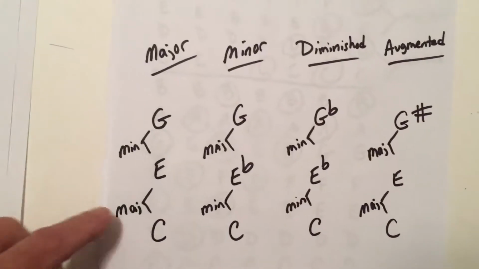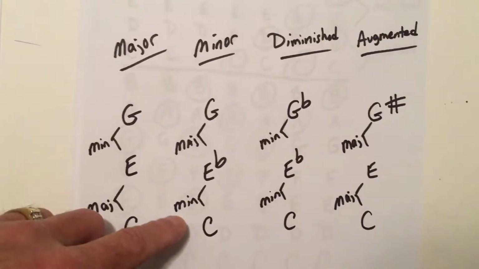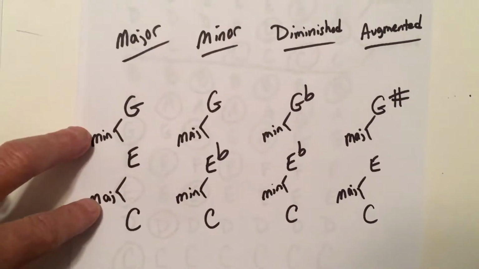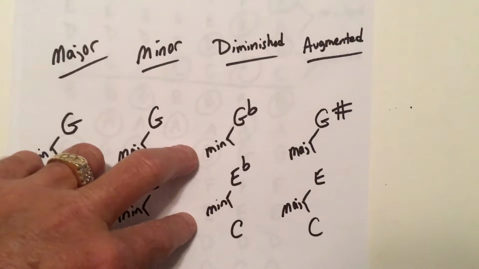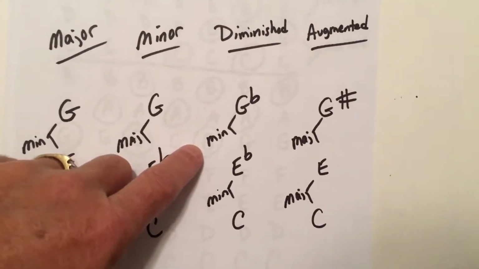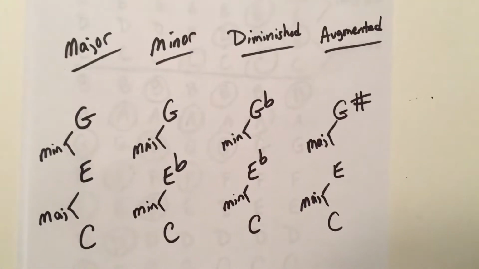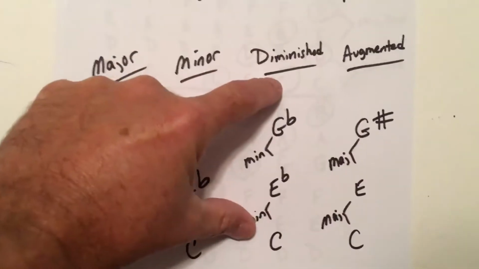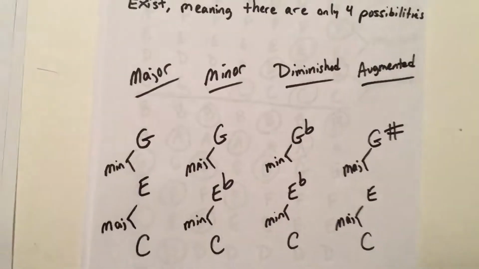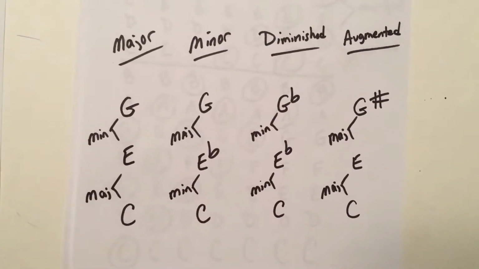A major triad is built with a major third and a minor third. A minor triad is built with a minor third and a major third, the reverse of the major. Then there are two other possibilities. A diminished chord is two minor thirds. Two major thirds together would be an augmented chord. Just think of diminished as we squish the chord, augmented as we stretch the chord. So those are the four types of triads that exist: major, minor, diminished, and augmented.